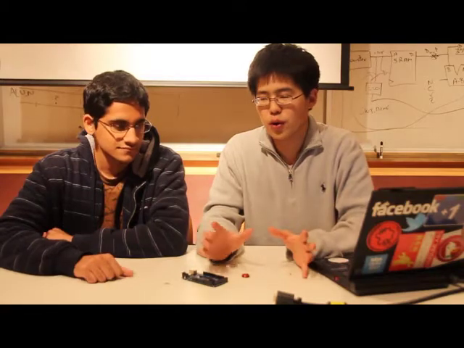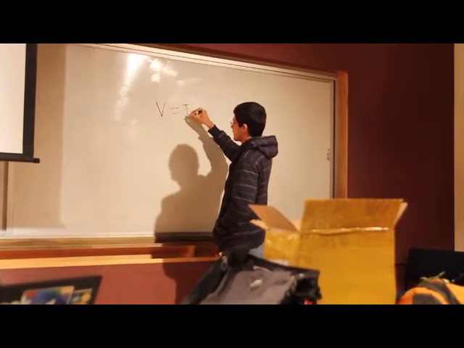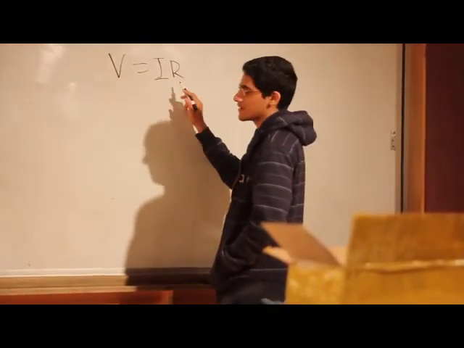So this brings us to the fundamental law that anyone will learn in their first EE class, and this is Ohm's law. Just write this on the board. Ohm's law is commonly written as V = IR, or voltage is equal to current times resistance.